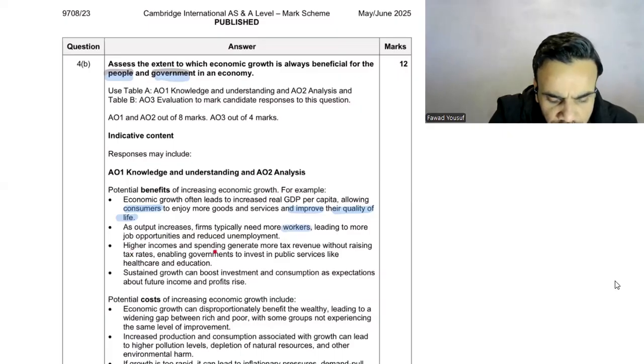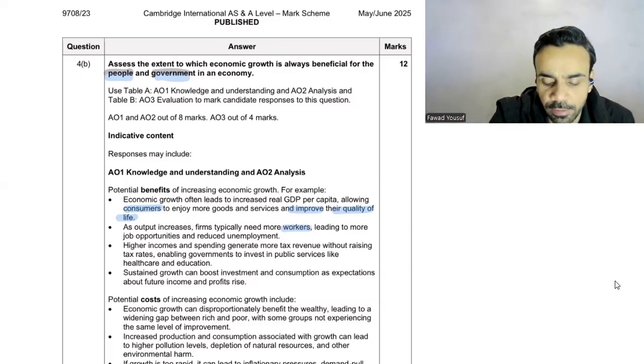Higher incomes and spending generates more taxes. So economic growth goes up, higher incomes, government is getting direct taxes, government is getting indirect taxes without even raising the tax rates. So government is going to get money, which they can invest into public healthcare and welfare and all of that, which can improve people's living standard also. It's a connecting.